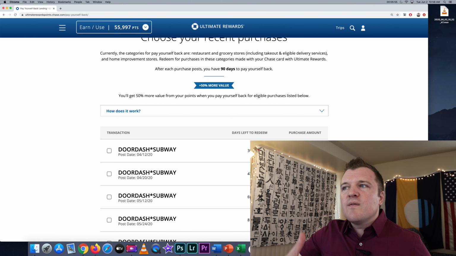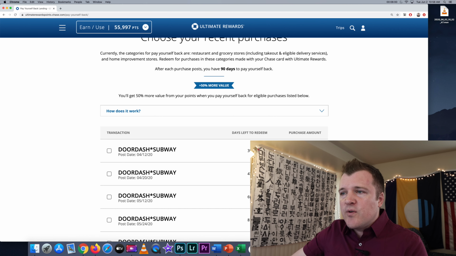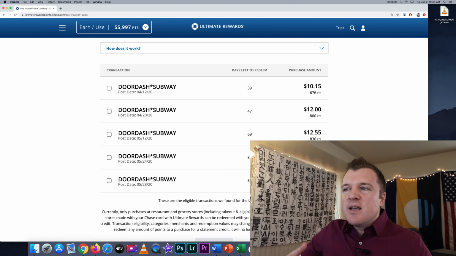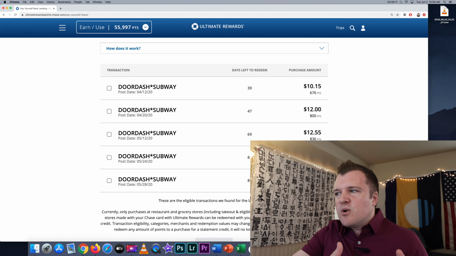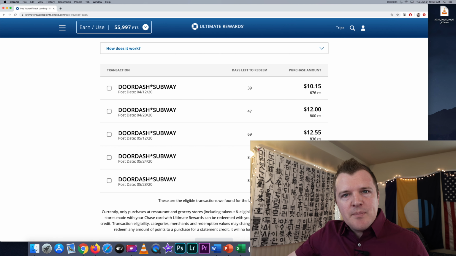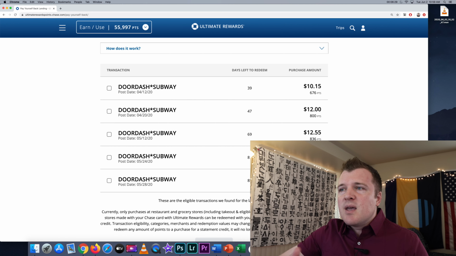And because I have the Reserve, I get 50% more value for my points. If you have the Preferred, you get 25% more value for your points. So the only charges that I have on my Reserve from the last couple months is actually DoorDash. I was trying to trigger the $60 worth of DoorDash credits. So if I want to, I can pay myself back, even though I've already gotten statement credits from Chase for DoorDash. What would happen is my account balance would go negative. I would have like a balance of negative $60. I can then use my Chase card for whatever purchases I want, internet bill, cell phone bill, and then I'll slowly work my way back to a $0 balance.